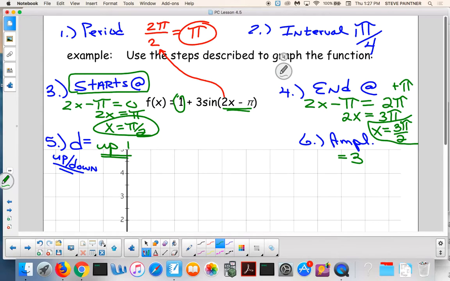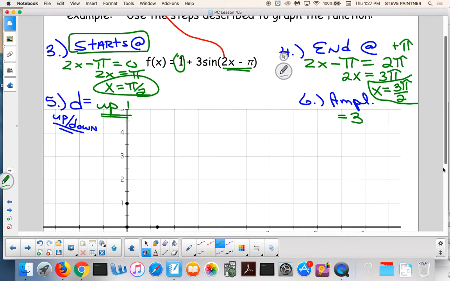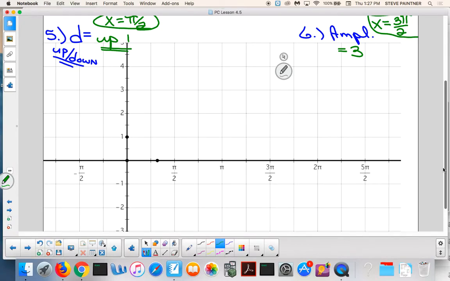I probably would say, where do I start? Pi over 2. And I know I should end at 3 pi over 2. So the nice thing about this graph is I have a pi over 2 and I have a 3 pi over 2. Okay, I want 4 equal intervals. Here, here, here. There you go. You got your 4.